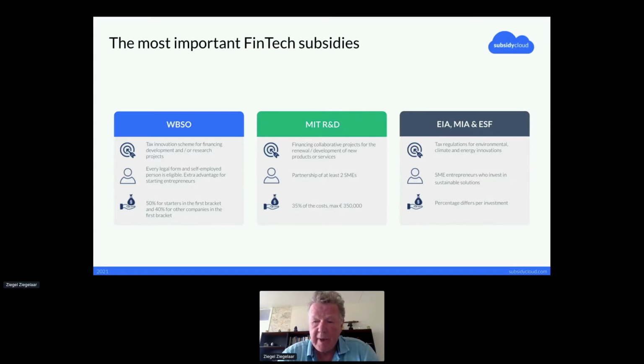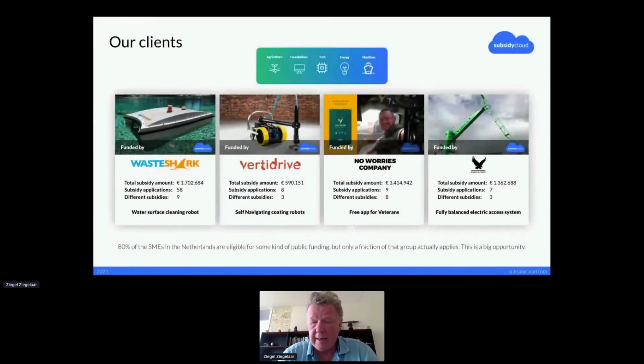And the EIA, MIA, and ESF are mainly focused on everything that's about sustainability and durability. It's one of the sectors in the Netherlands that is being focused on. And I show you here 1, 2, 3, 4, 5 subsidies, and there are 1,400 of them. So never even doubt if there's a subsidy for you. There will be, only you have to find out which one it is. And we can help you with that.